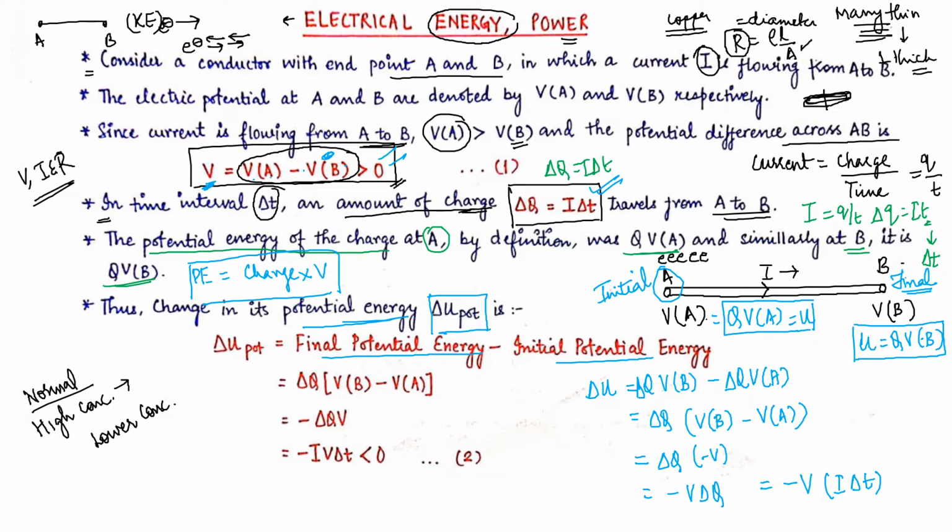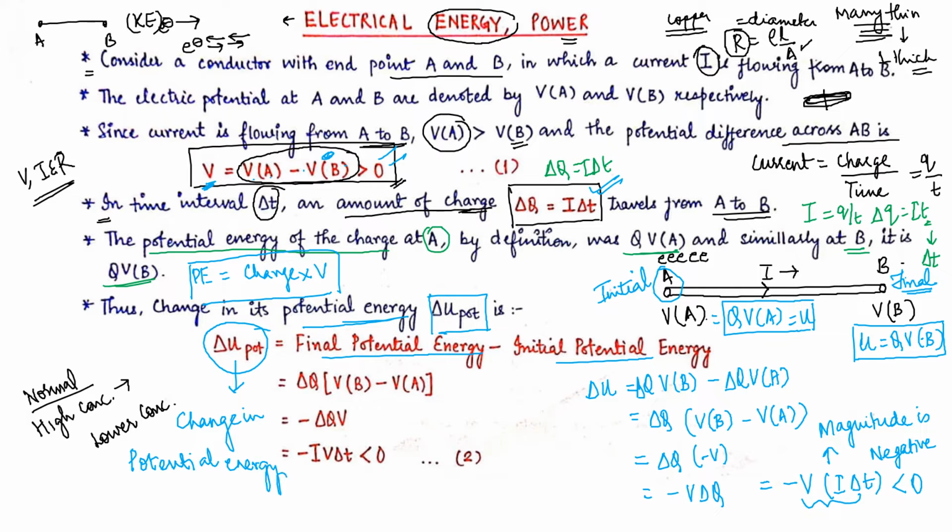So this is a negative result. The magnitude over here is negative. Hence, this is smaller than 0. Change in potential energy is smaller than 0, or negative, in this case. Change in potential energy is negative. Okay.